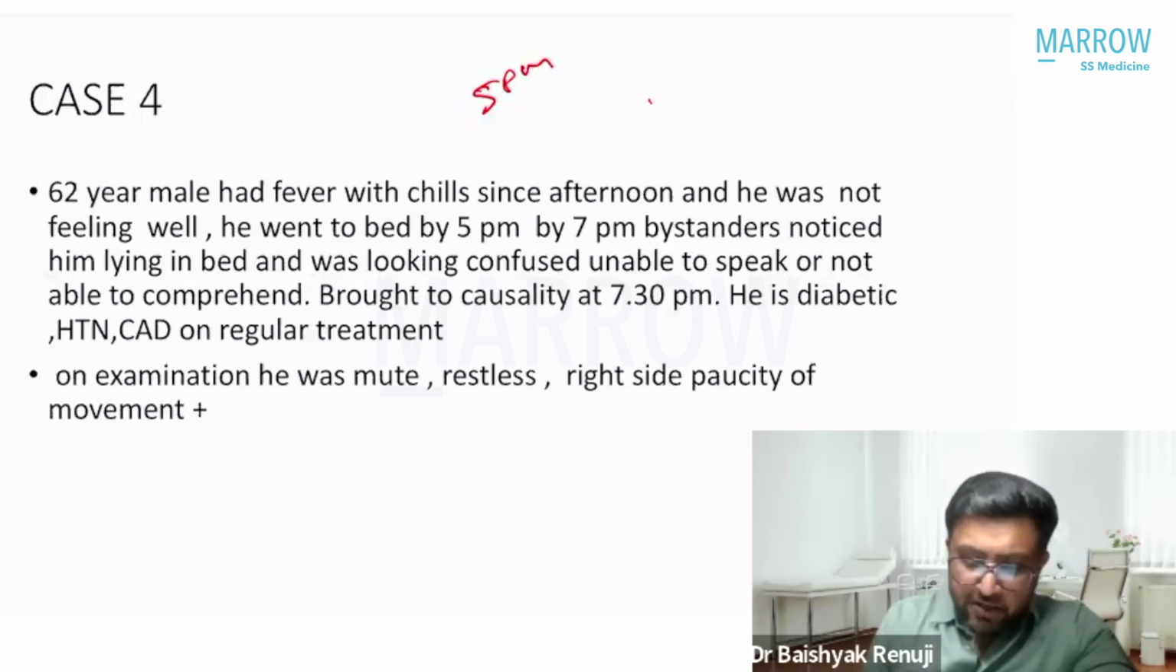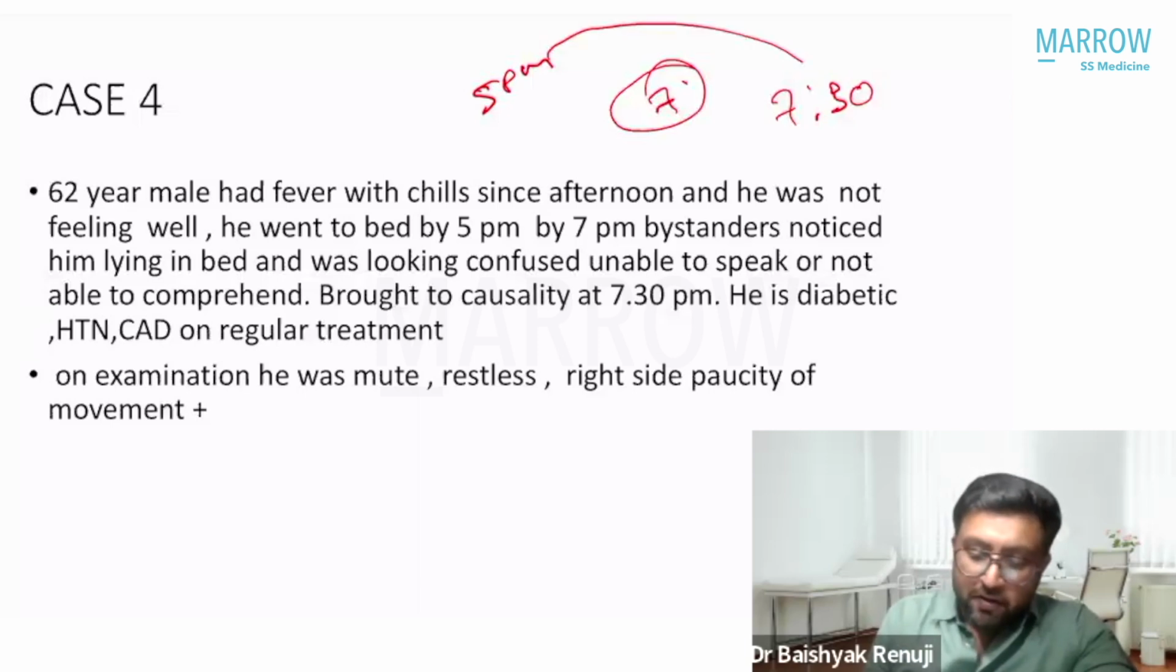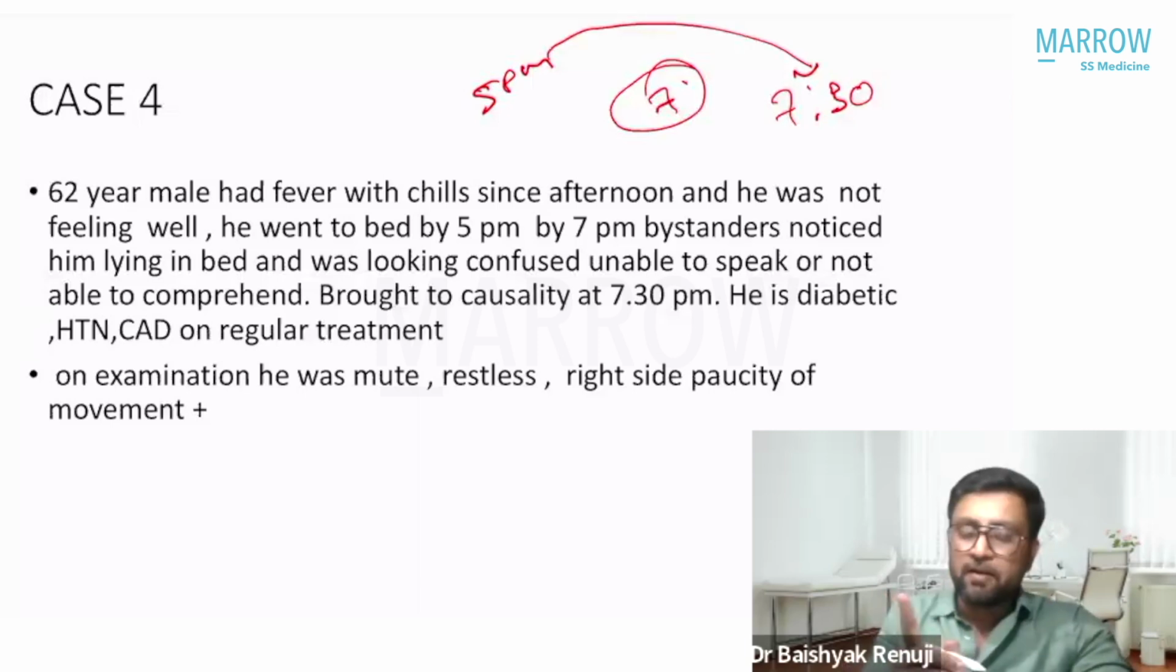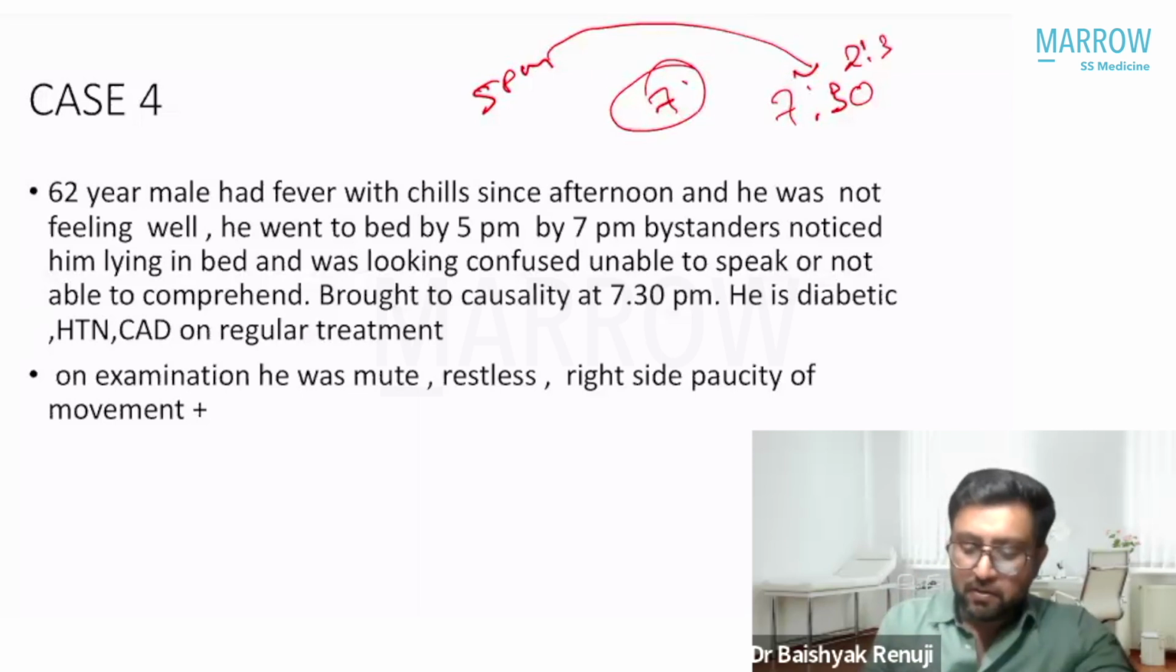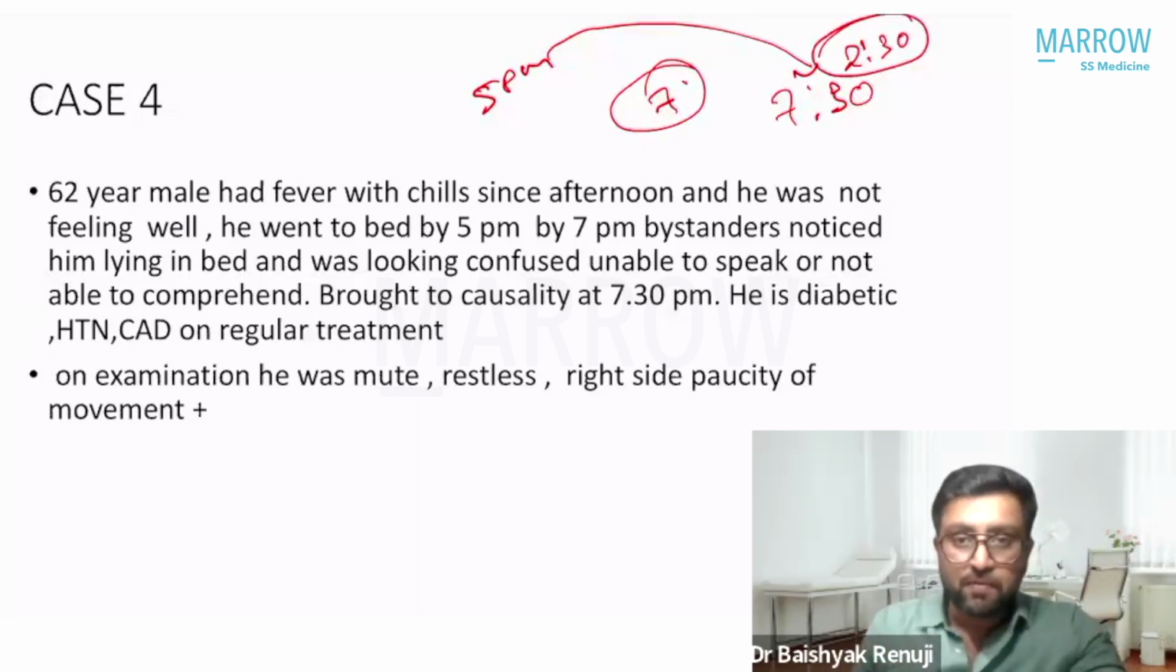The bystander noticed at 7 p.m. They came to casualty at 7:30 p.m. So this is a wake-up stroke, but from the last seen normal time it is 2.5 hours. There is no need of MRI here, because you can go ahead with the lysis if you have a clinical diagnosis of stroke. And on examination, he was mute, restless.